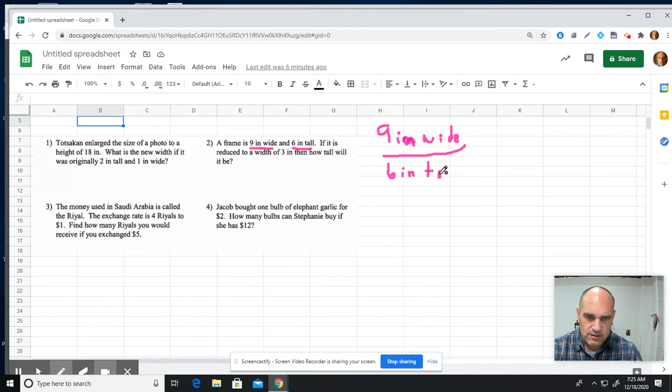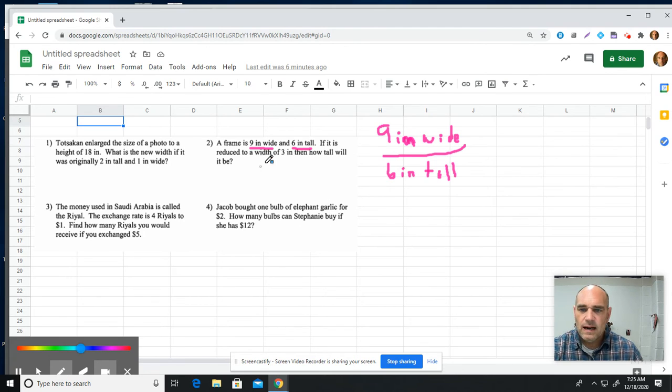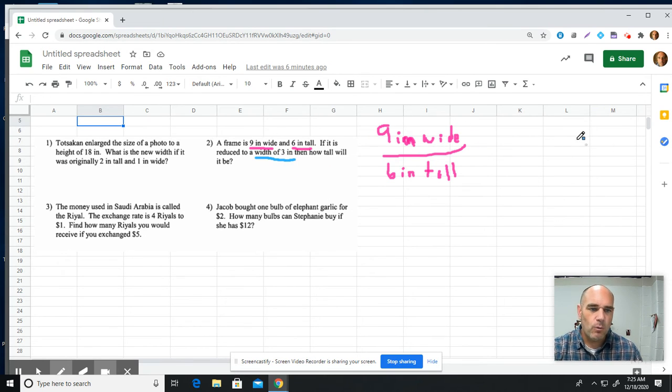So the key is to start out with your true statement. Now, in this question, I want to find out what happens if I shrink it down to 3 inches wide. So I go back over here, 3 inches wide. The top is talking about width, so up on top I'm going to put my 3 inches wide. The key is making sure to put it in the correct place. Since this is talking about how wide, this has to talk about how wide.